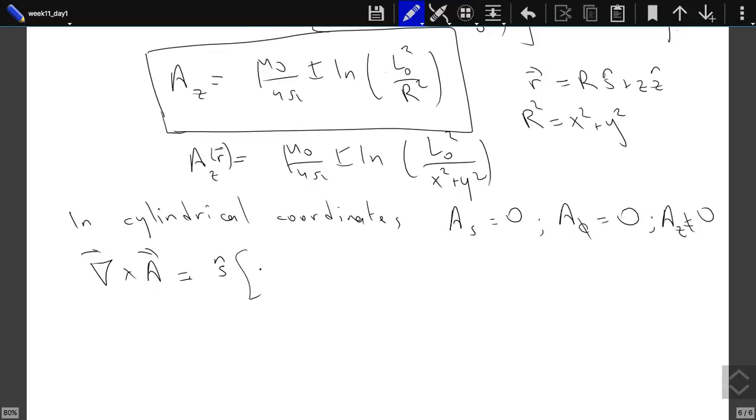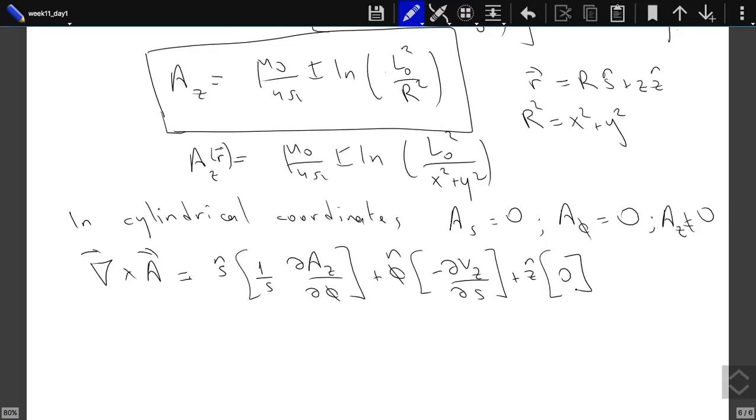1 over s derivative of A_z with respect to phi, in the phi hat direction minus the derivative of A_z with respect to s, plus in the z hat direction, 0. Well, A_z doesn't depend on phi. This derivative is 0 because A_z is independent of phi. So this is equal to minus derivative with respect to s of mu 0 over 4 pi I logarithm of L0 squared over s squared.